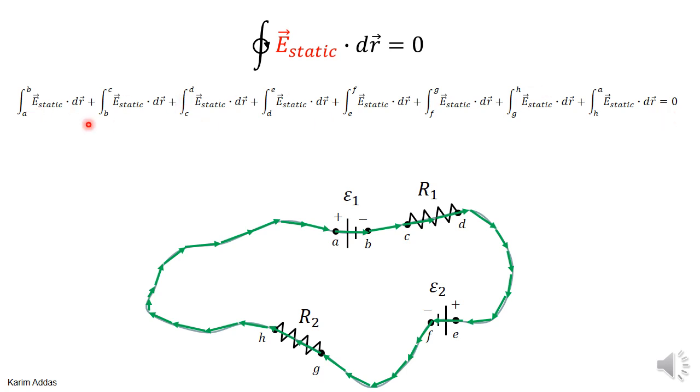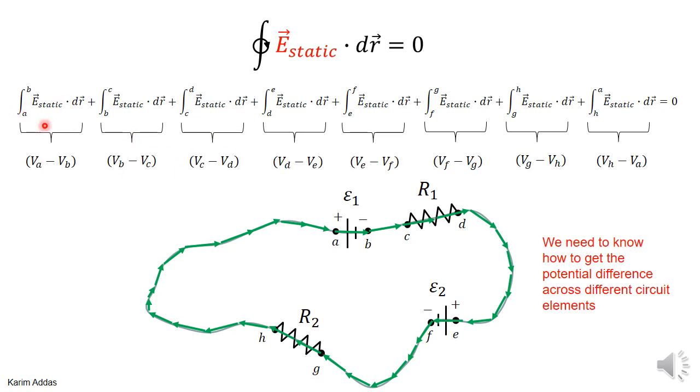But let's look more carefully at each one of these terms. What is each one of these terms independently? This term is just the potential at A minus the potential at B. And this term is just the potential at B minus the potential at C. And this term is just the potential difference between C and D, and so on. So these integrals of E dot dr can be written as potential differences across all the elements.